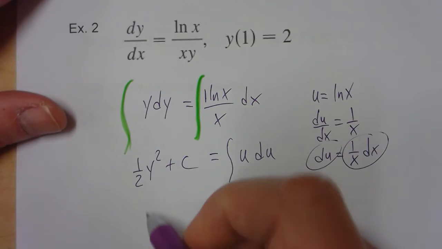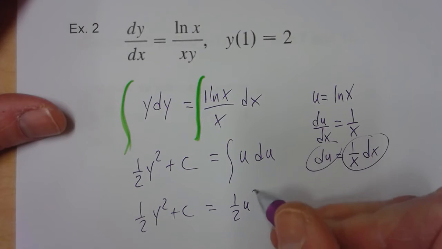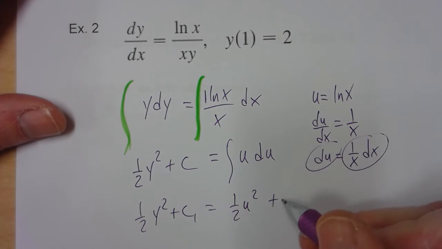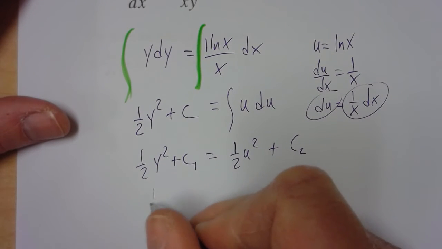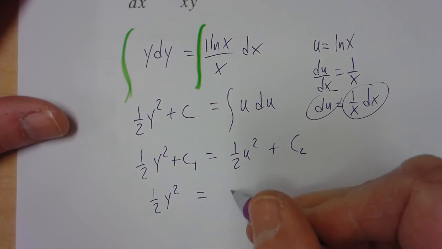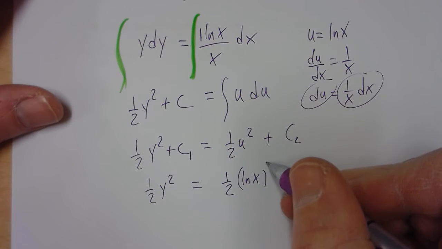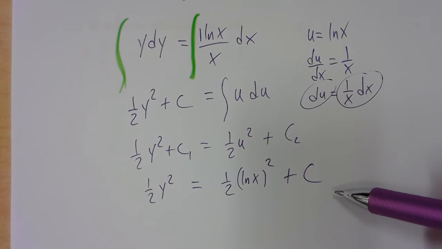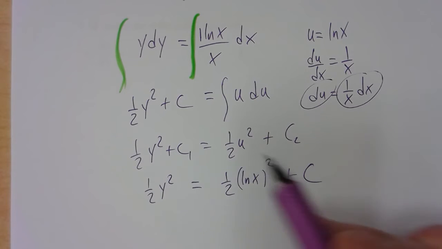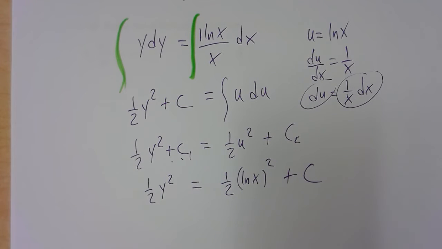Okay, I'm back. So we get 1/2 y squared plus c is equal to 1/2 u squared plus second c. We call it c1 and c2. Right? Put the u back in. So we get 1/2 y squared is equal to 1/2 natural log of x squared, and then plus 1c. So there's 1c value here, because we're putting the c's together. So if I subtract the c over, c2 minus c1 is just another constant. All right. It's a little weird, and you got to get used to it, but this is kind of the way it works out.